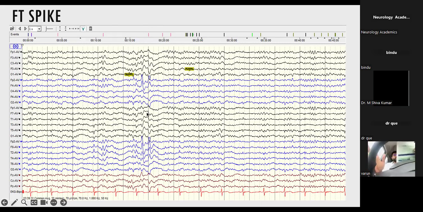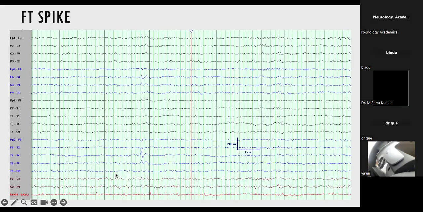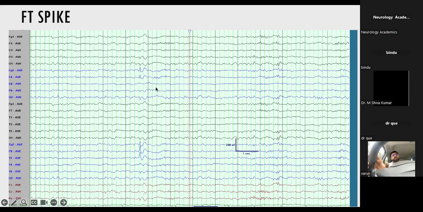Frontotemporal spikes are also seen in temporal lobe epilepsy, and also in frontal lobe epilepsy. This is another EEG in bipolar montage showing the phase reversal at F8-T2, and also spike and wave discharges in F4-C4. The corresponding common average shows the spike and wave discharges in the anterior temporal and also the frontal region.